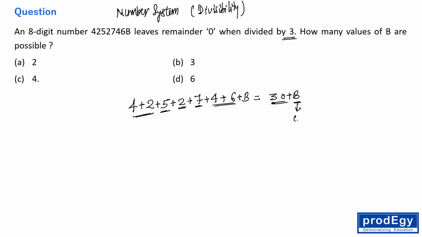So the least value of b can be what? The least value of b can be 0. Then after 0 it will be 33, so 3, then 36, 6, and then 39, 9, right? So b can have 4 values so that the given number is a multiple of 3, right? So 4 values of b are possible. All right everyone, fine, clear? Okay, it's a very simple and very logical question based on number system. All right, let's move.